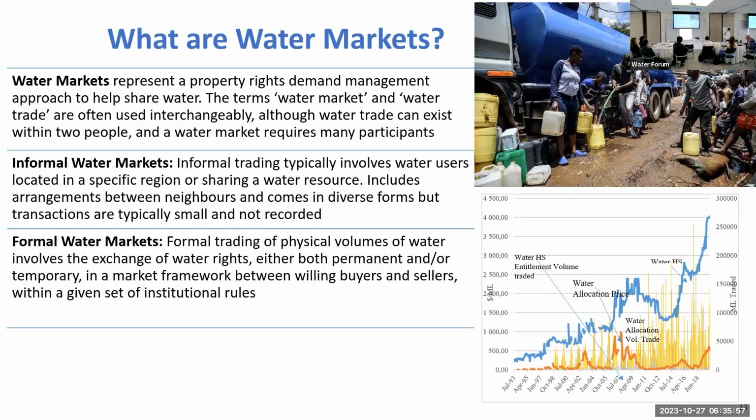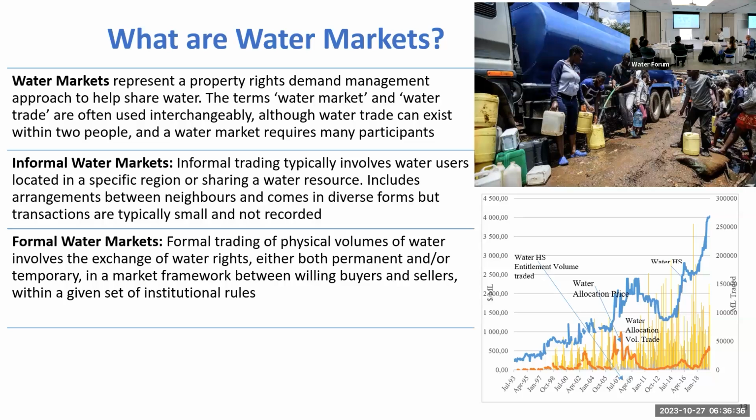A formal water market is a formal trading. It's a recorded trade of water between voluntary buyers and voluntary sellers, and it exists within a set of institutional rules. There are lots of rules about how the water can be traded, where it can be traded, how it can be traded. The graph here is an example of the Murray-Darling Basin, where I've done most of my work. It highlights that water prices are allowed to be flexible.